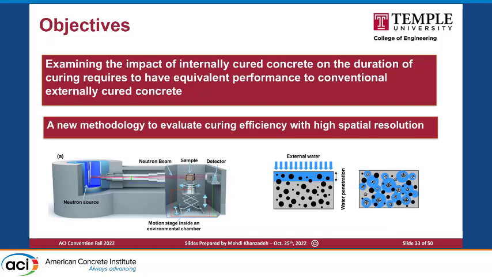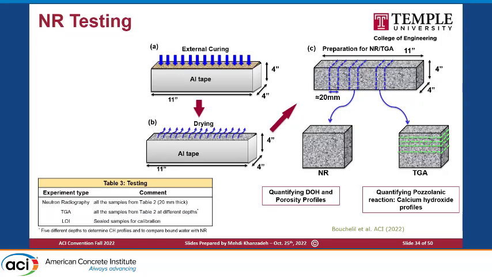We had a project from the ACI Foundation, and the goal was to apply this neutron imaging to see the impact from the internal curing. So we built our samples, we tested different curing conditions, and after curing and drying, we exposed our samples to the neutron beam to get the images.